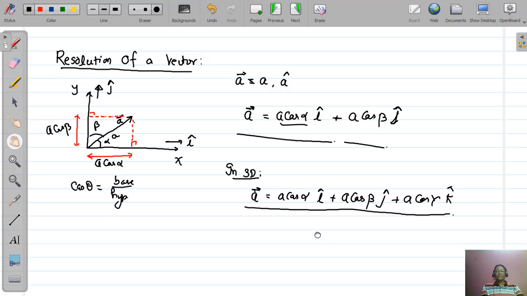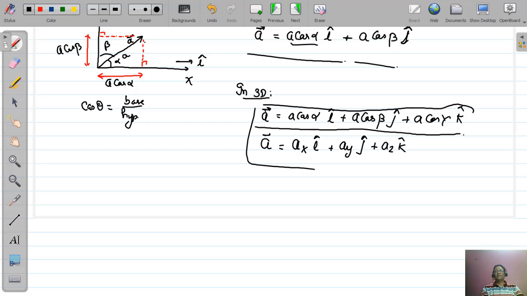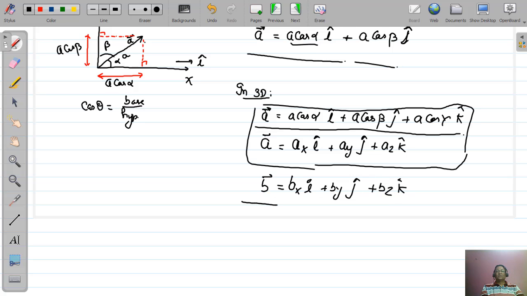And in a simple or shortcut way, we can write vector A equal to the components of vector A along the x-axis, that is Ax unit vector i plus Ay unit vector j plus Az unit vector k. So this information we have to remember. Similarly, if we are given the vector B, then vector B can be written as Bx i plus By j plus Bz k. This is a vector in terms of its components.